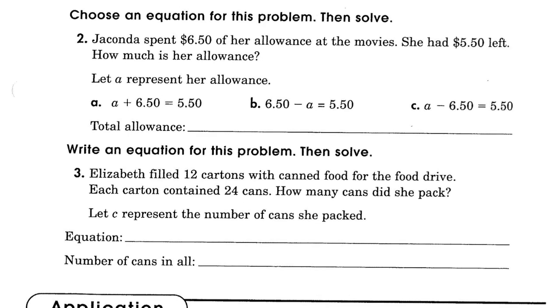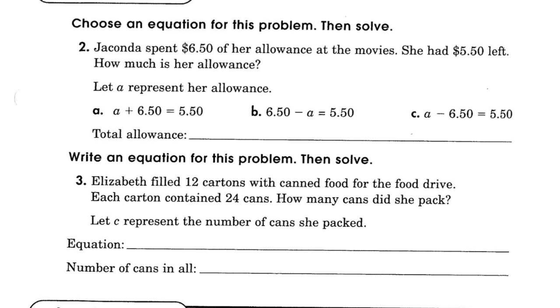All right, so let's look at this one. Joconda spent $6.50 of her allowance at the movies. She had $5.50 left. How much is her allowance? All right, now she went to the movies and she spent $6.50. She has $5.50 left. That's going to equal her allowance.